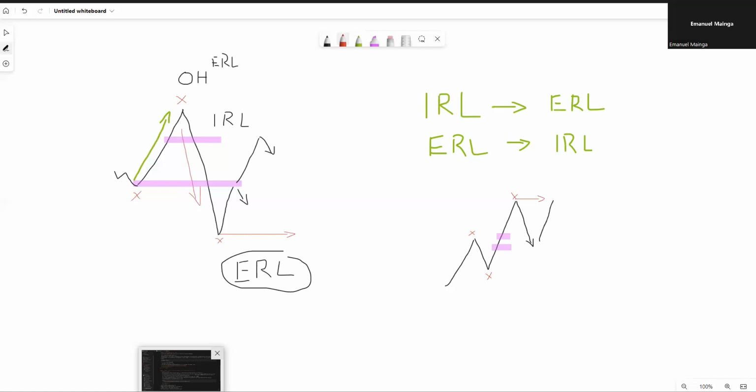Okay, go ahead. So when you talk about internal and external liquidity, we can say that from a swing high to the swing low, it's internal liquidity. Essentially, yes, but that's a very short and abbreviated version of what it is.